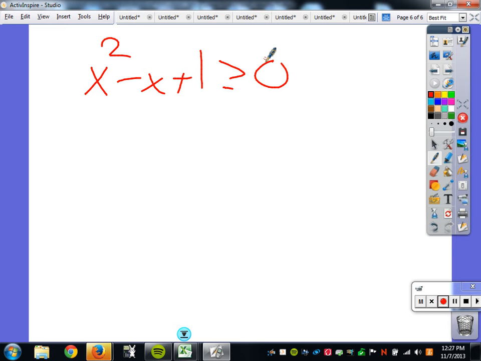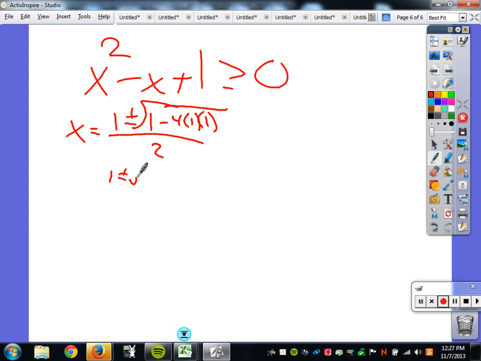Here we go. X equals 1 plus or minus the square root of b squared, that's 1 minus 4 times 1 times 1, all over 2 times 1. Still seem like telling you when I'm plugging them in. 1 plus or minus square root of negative 3, so that's i root 3 over 2. What does that tell me? Those are zeros, but are they x-intercepts?